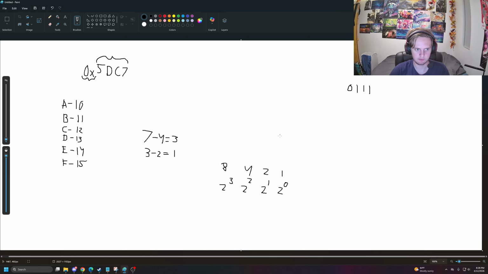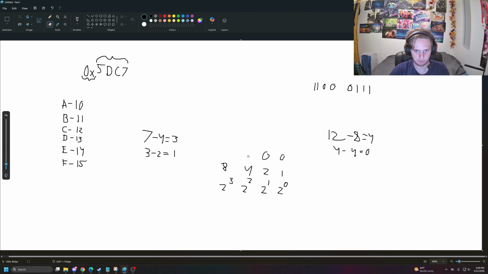Now, we're trying to convert C, so how do we write 12 as binary? Same method as before. Can 8 be subtracted from 12? Yes. That gives us 4. So, we can put a 1 here. Can 4 be subtracted from 4? Yes. That leaves us with 0. And since 2 or 1 can't be subtracted from 0, we can just write 0, 0 here. So the binary representation of 12 is 1, 1, 0, 0. So let's write that here.